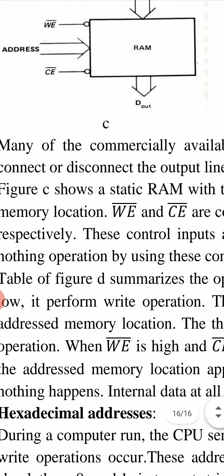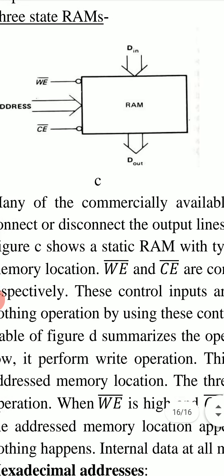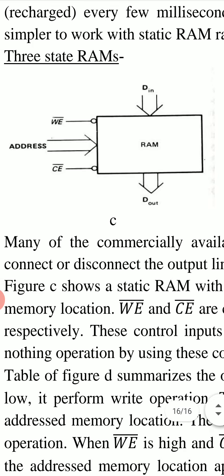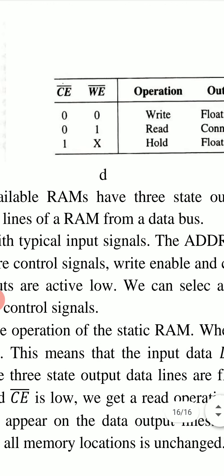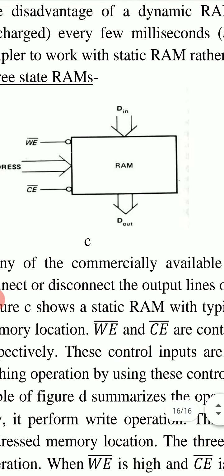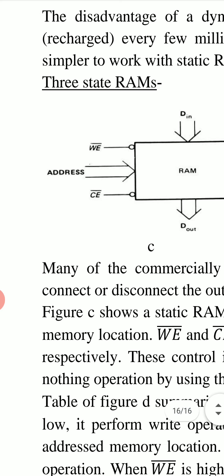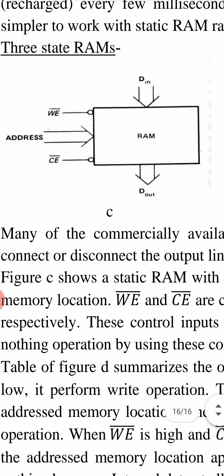Figure C shows a static RAM. This figure shows a 3-state RAM with typical input signals. These are the input signals: WE bar, address, CE bar, and we also have D in, which is input data, and D out, which is output data.